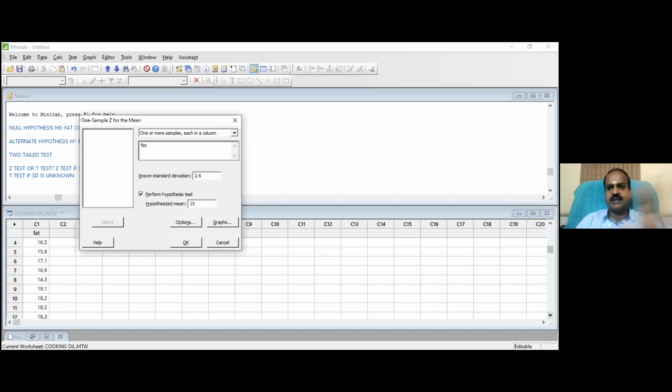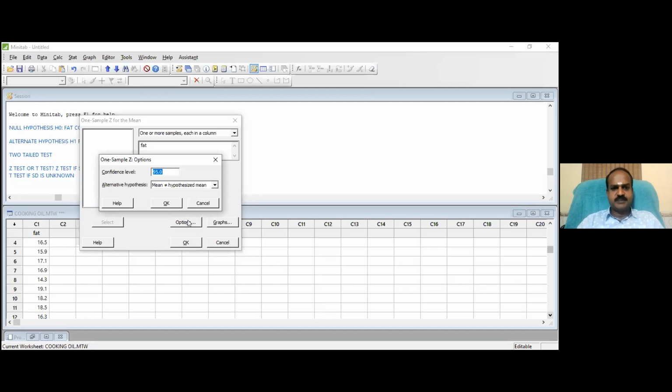I have instructed Minitab. See, Minitab is a software. I can talk to the software only through mathematics and stats. So I am talking to Minitab through mathematics. And now I go to Options. What is the confidence level you want in your decision? 95%. That means how much is your alpha? Alpha is 5%. You say alpha equal to 5% or confidence level equal to 95%, both are the same.